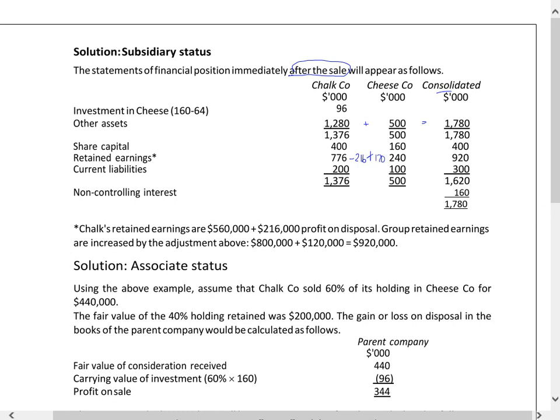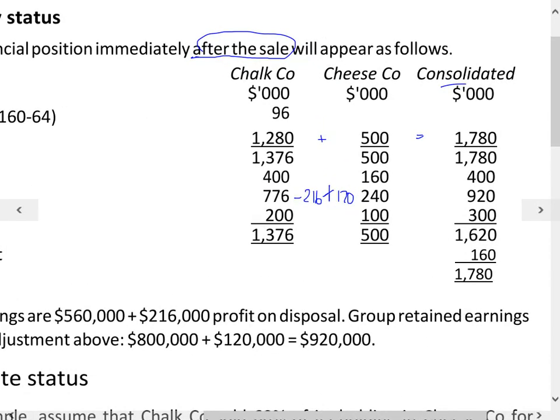How much is it? 680. Subsidiary: when I bought it, the time was only 0. Now it's 240 and I own 100%, right? Before I sell, I own 100%. So you take off 240. So 776 eliminate, add group profit plus subsidiary post 100%. So that's why this is group 920.